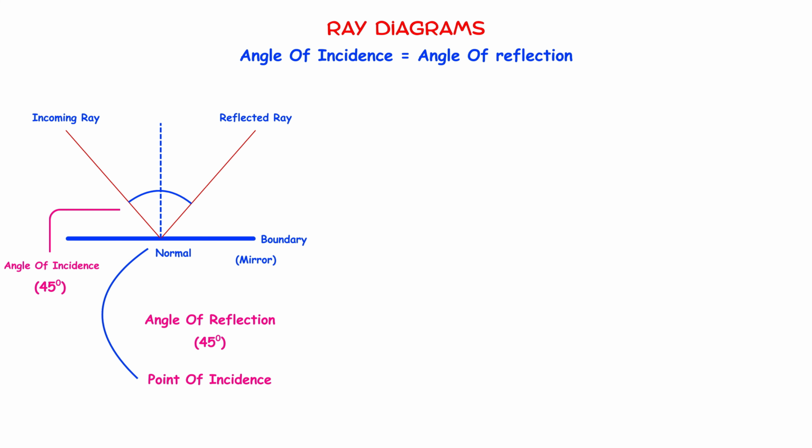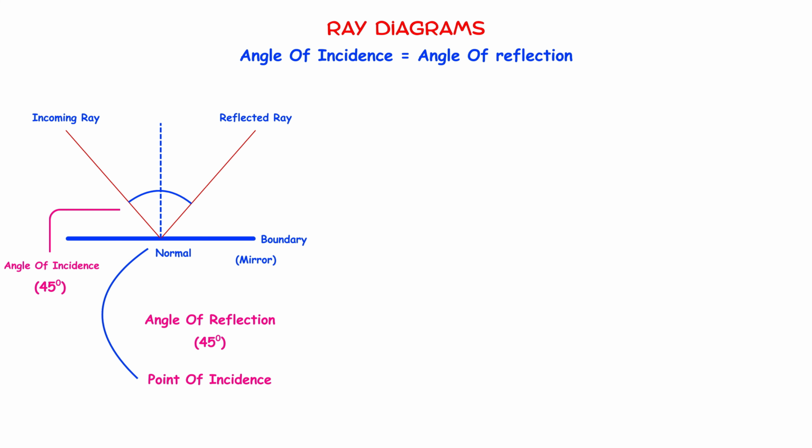Before drawing the reflected ray, we must first draw something called the normal. The normal is a dashed line that is drawn at a right angle, which means it is perpendicular to the surface of the mirror, and it starts at the point where the incoming ray touches the boundary. This point is known as the point of incidence.